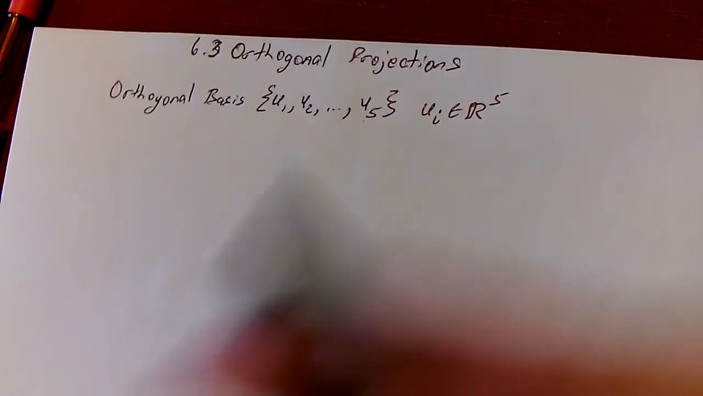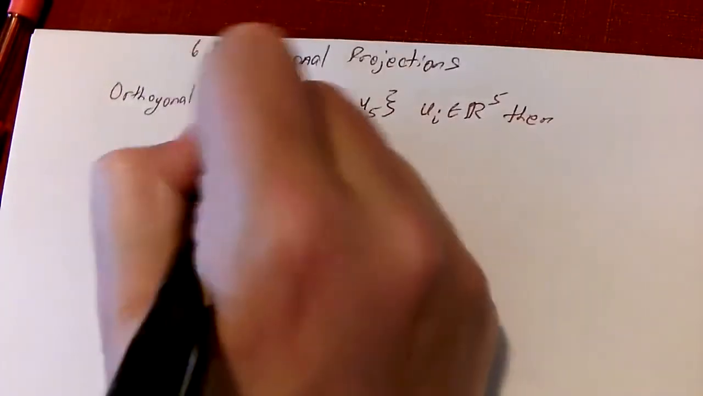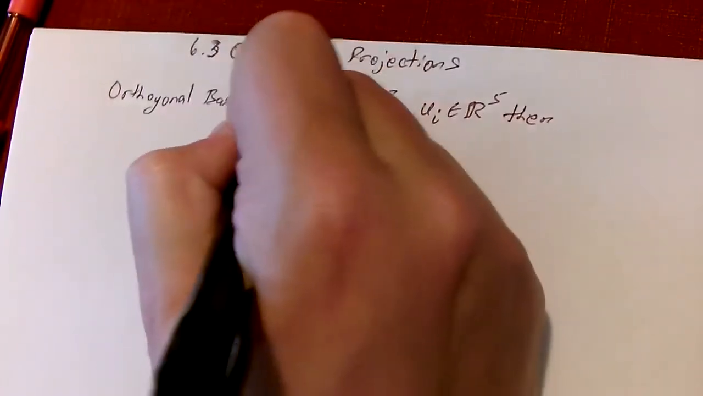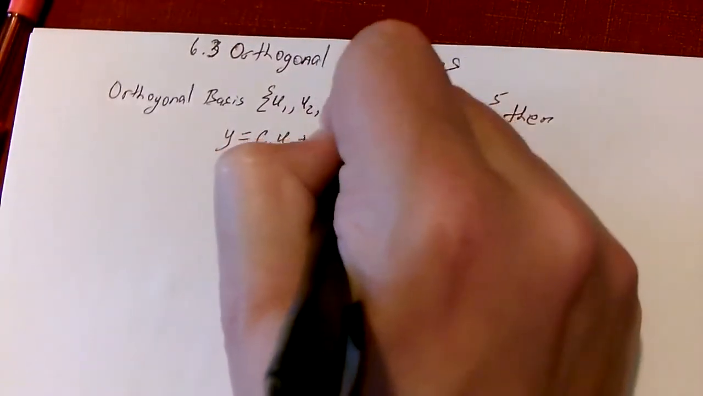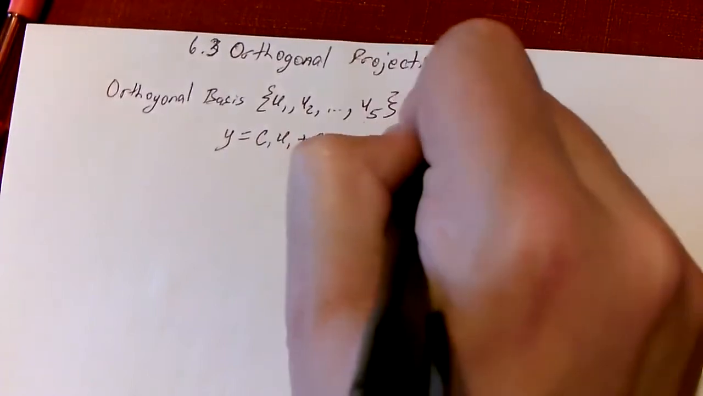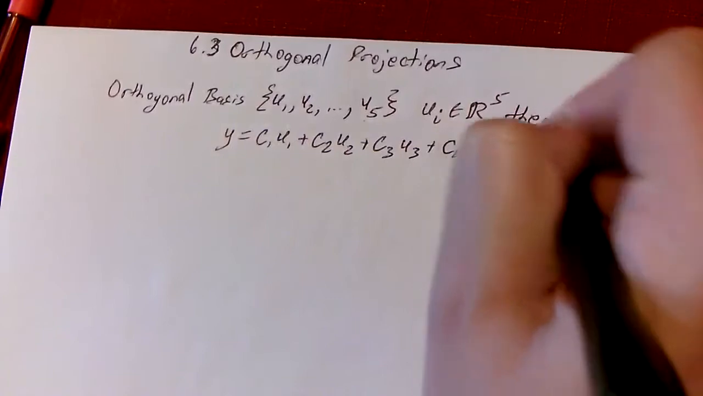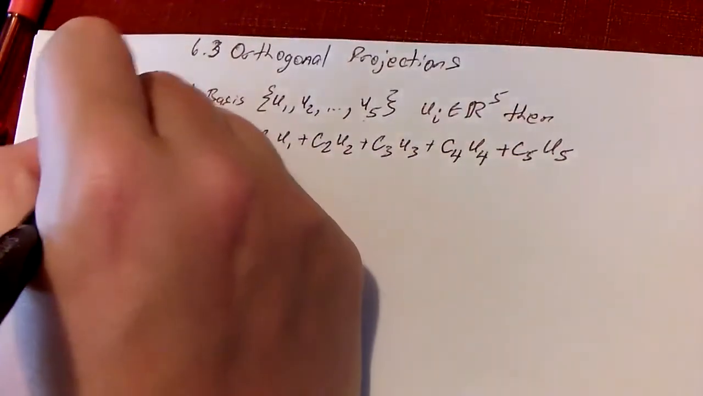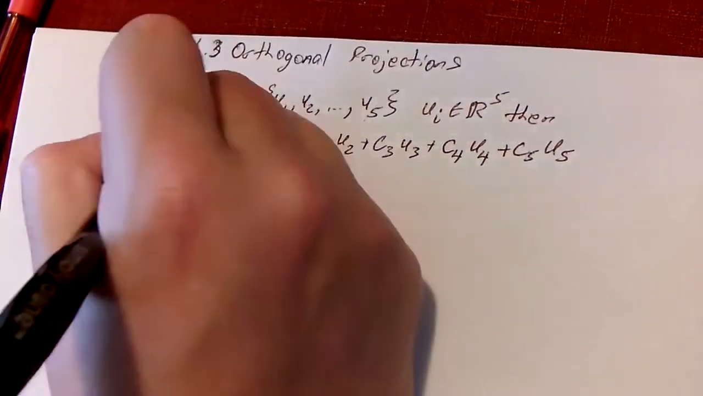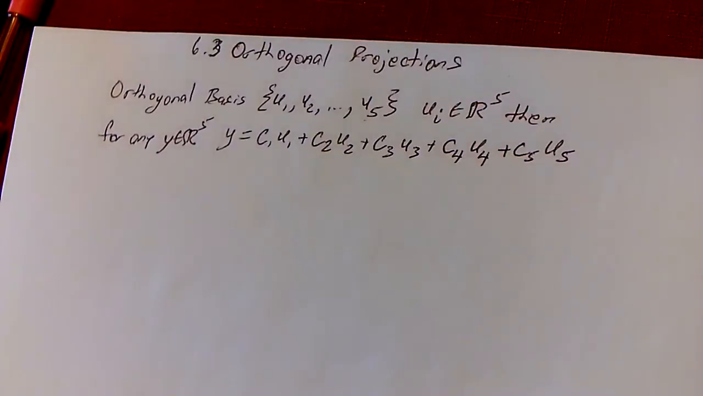Okay, so I have that orthogonal basis. Then we know that I could write any vector in R5 as a linear combination of those vectors: c1 u1, c2 u2, c3 u3, c4 u4, and c5 u5. And we could do that for any vector y that's in R5, because I know it has to span the whole space.